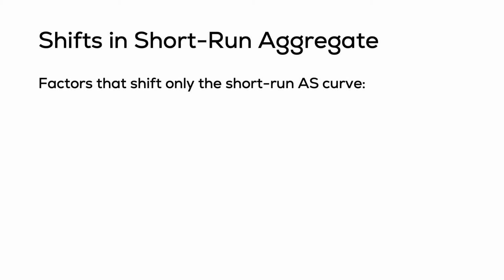So in this video, we're going to talk about changes in the short-run aggregate supply curve and how the economy returns back to equilibrium. If you don't recall, the factors that shift the short-run aggregate supply curve are as follows.